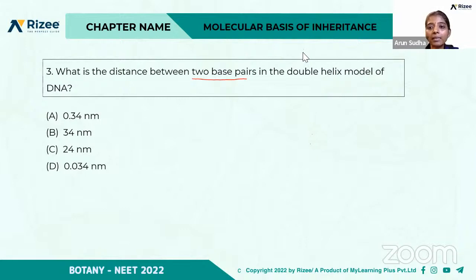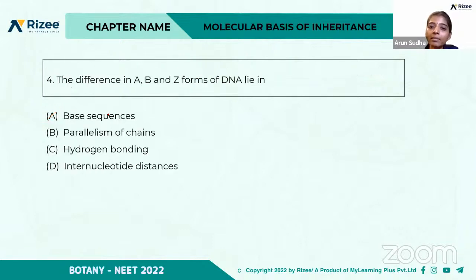Yes, A is the right answer. That is, 0.34 nanometer is the right answer. The pitch of the helix is 3.4 nanometer and the number of base pairs per turn is 10. So the distance between two base pairs is 0.34. So A is the right answer.